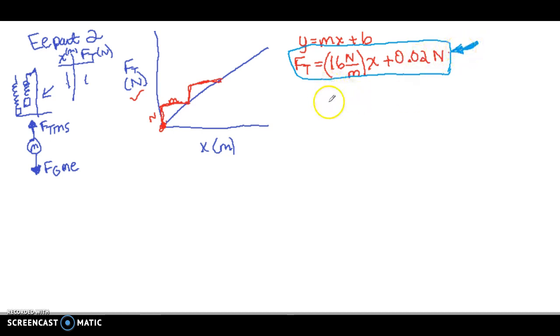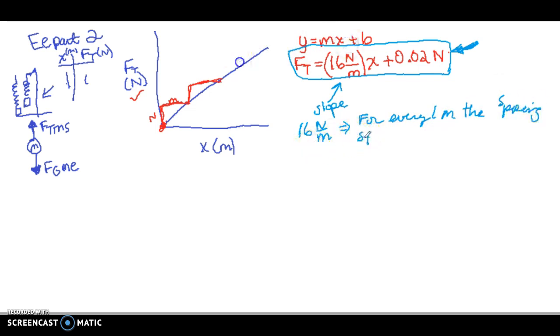Just in general, when you're explaining this, the slope is telling you something about the spring. So if the slope is 16 newtons per meter, what does that mean about the spring? For every 1 meter that the spring stretches, it takes, or it provides, depending on which side you're looking at it from, 16 newtons of force.